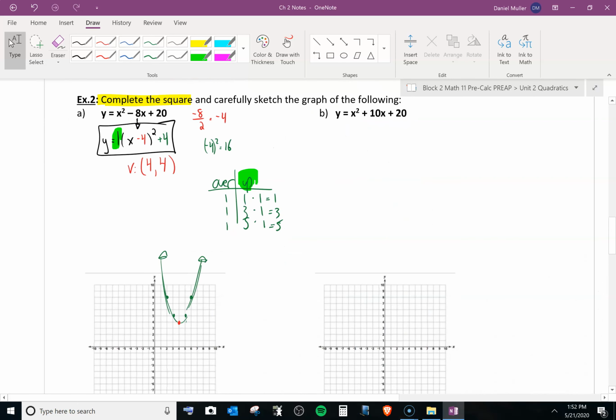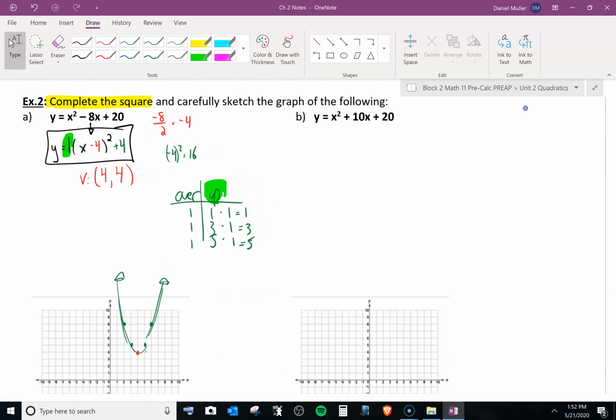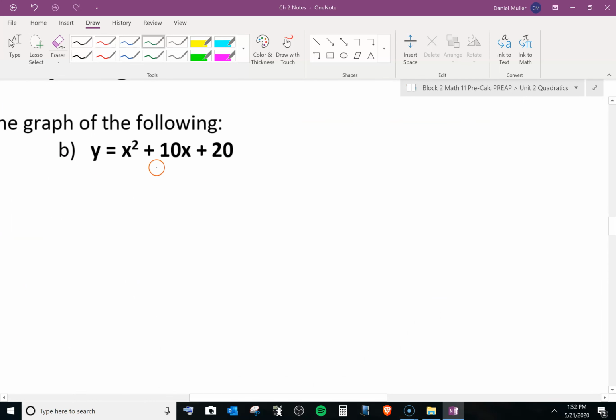So that is that question. Let's look at letter B here. This is not in vertex form, so we're going to have to change it to vertex form. To do that, you're going to need to create a square. Okay, so there's the square, there's the x, and I need that number in the middle.